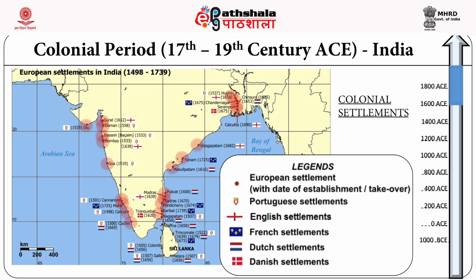Now this slide shows the colonial settlements, all the settlements by these various European countries at different points of time. We can see the English settlements, the French settlements, the Dutch settlements, and the Danish settlements, all along the coasts, the western coast and the eastern coast, where the European countries came and settled down.